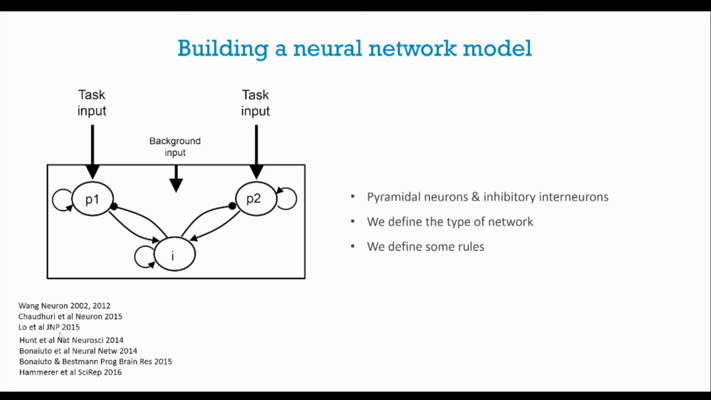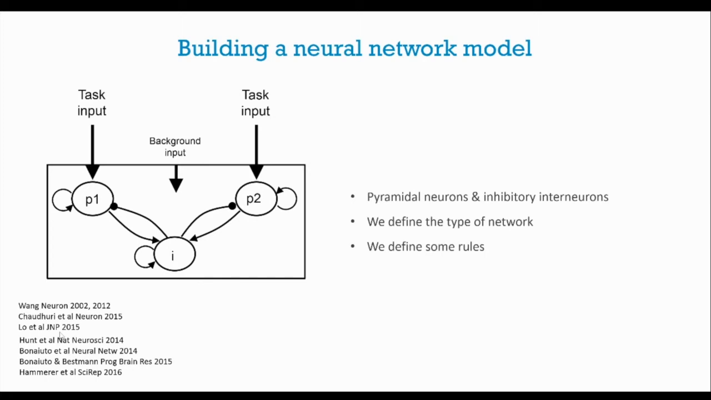And we define some rules. We may want to say, well, if there's task input, and I operationalize this as just an input to one of the two pyramidal populations, that will increase their firing rates. And then there's maybe some background noise, as we often see in biological systems. And I can then start to basically simulate, given a certain input to population 1 or 2, how the dynamics of the network unfold.